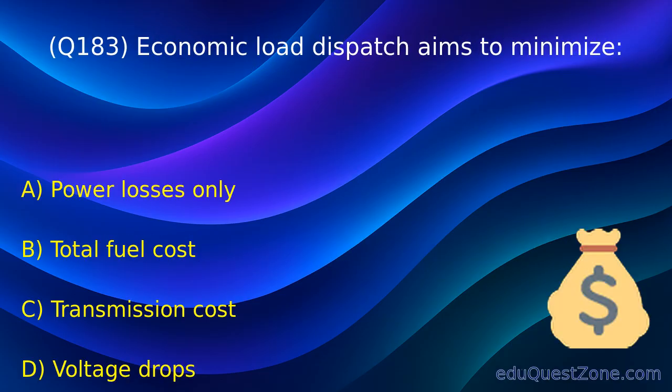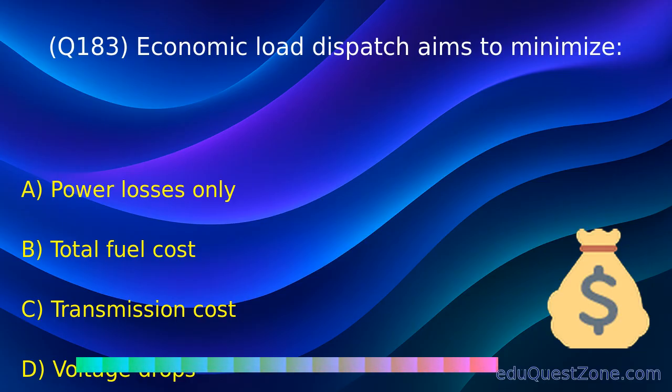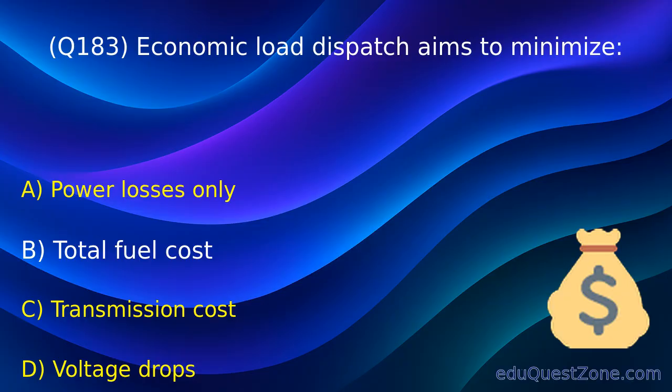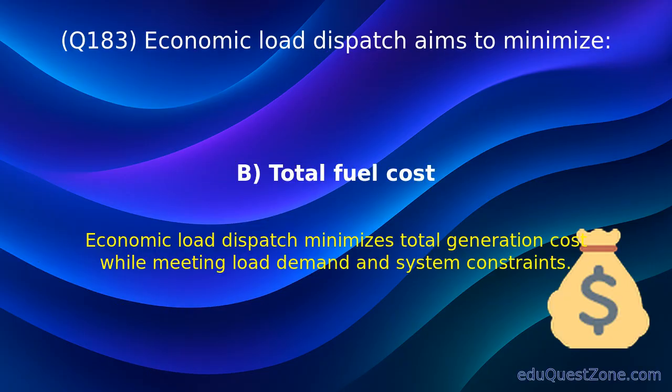Question 183. Economic load dispatch aims to minimize... Option B, total fuel cost. Economic load dispatch minimizes total fuel or generation cost.